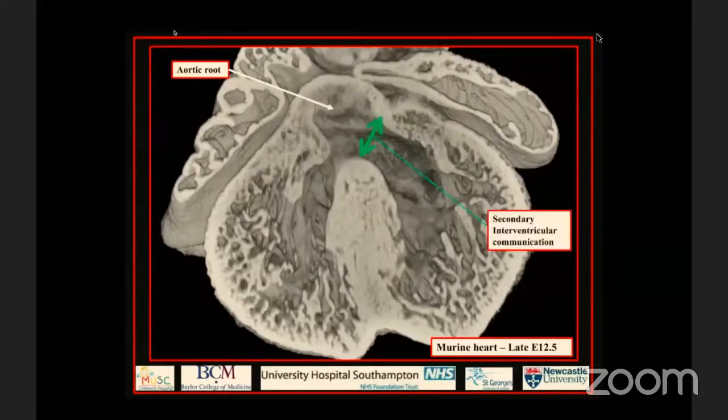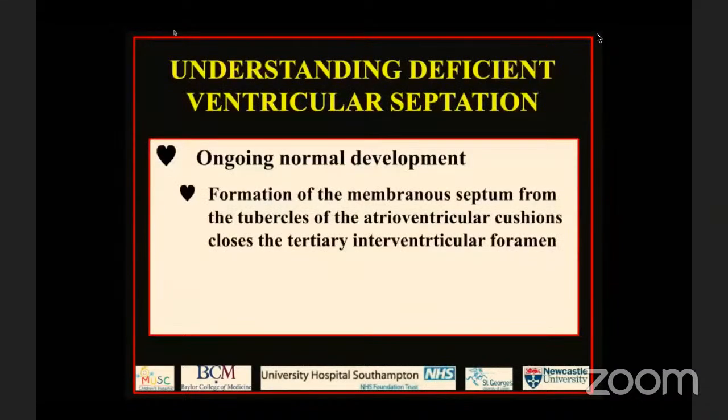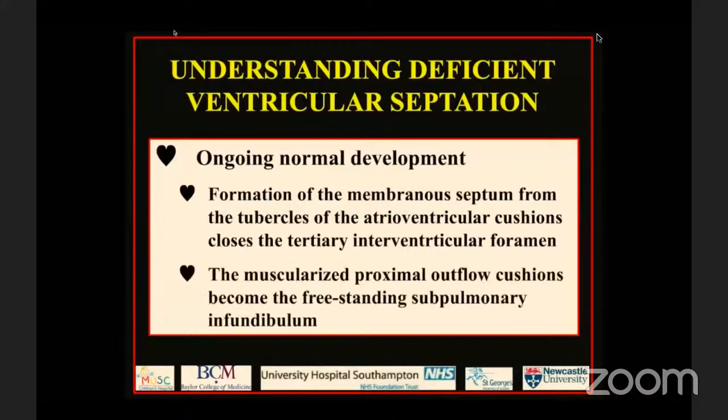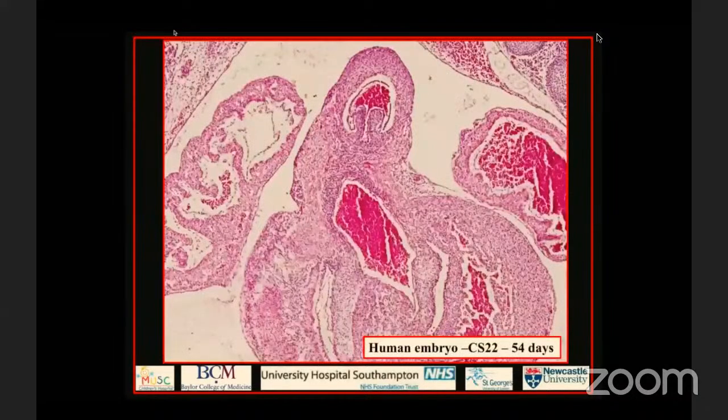There is the aortic root. It is overriding the crest of the ventricular septum. The secondary foramen can never be closed. It is the tertiary interventricular communication that will be closed by the membranous septum to complete ventricular septation. So formation of the membranous septum will close the tertiary foramen. Those muscular cushions will become the freestanding infundibulum, and it really does happen.